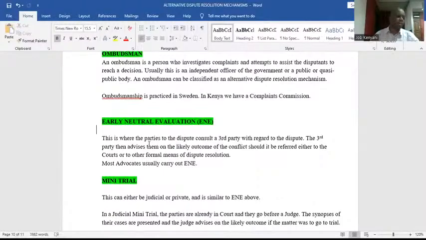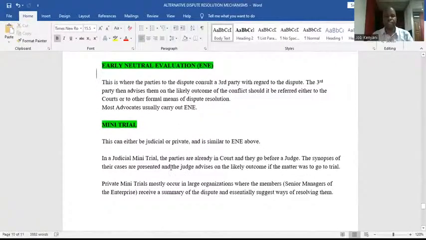So a mini trial. This is where, before formally the proceedings actually commence, it can be either judicial or private. It is almost similar to E&E above. In a judicial mini trial, the parties are already in the court and they go before the judge. The synopses of their cases are presented and the judge advises on the likely outcome quite early enough.